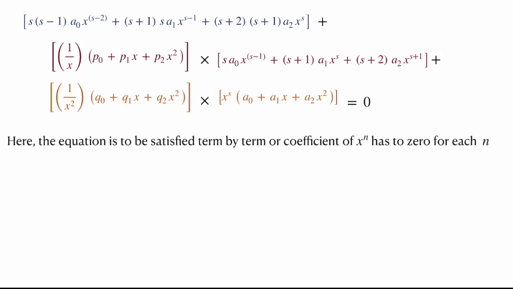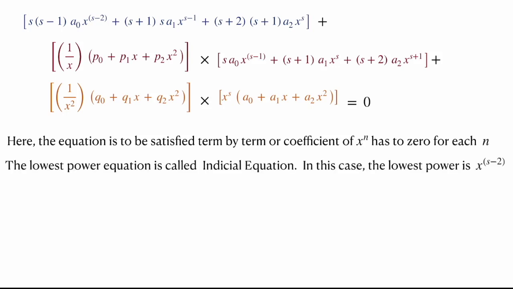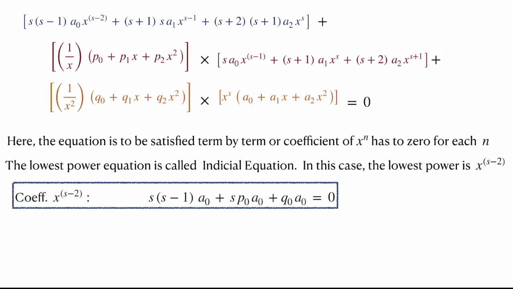Now let's collect the lowest power, n equal to 0, or x to the power s minus 2. Now, this gives rise to what is called the indicial equation. From this equation, we can determine the value of s. So, we see that the coefficient of x to the power s minus 2 is given as s into (s minus 1) into a0 plus s into p0 a0 plus q0 into a0 equal to 0.